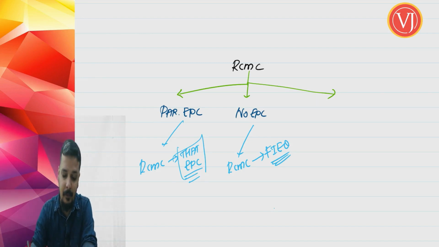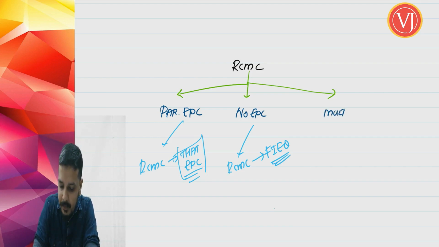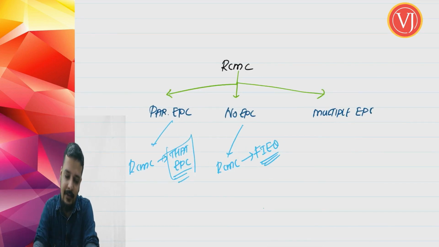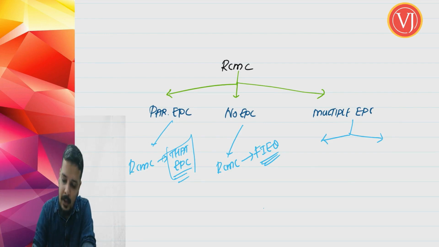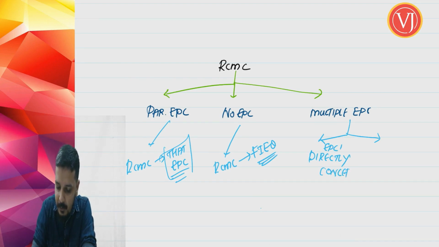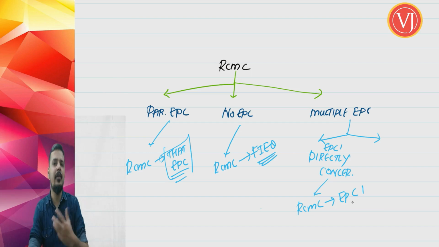And friends, there is one more scenario. If for your product you have multiple Export Promotion Councils, then ask yourself a question: which EPC is more directly concerned with your product? If you are able to find that EPC1 is more directly concerned with your product, then apply for RCMC with EPC1, that is Export Promotion Council 1, because it is more directly concerned.